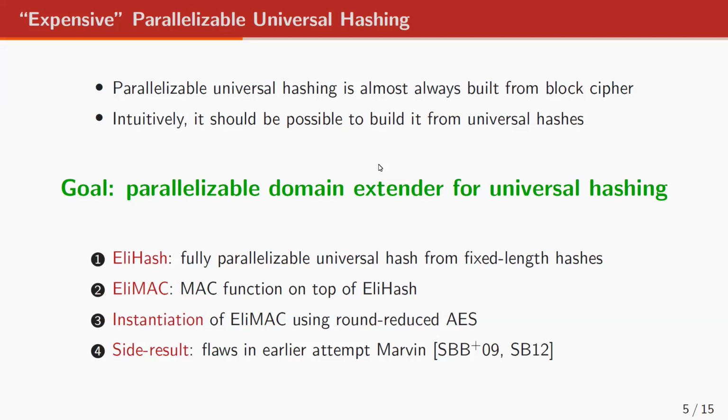And also in the paper, we describe an attack on Marvin. And Marvin, that's an interesting one because there was an earlier attempt to use a fixed length universal hash function and turn it into a variable length one. But we found out that this didn't work. The proof didn't hold. You can find flaws in the reasoning. The core idea there is that if you take 4 rounds AES and you add a lot of them, it turns out that this is not secure. I will not discuss the flaws in the work of Marvin. I will only discuss EliHash, EliMac, and the instantiation.